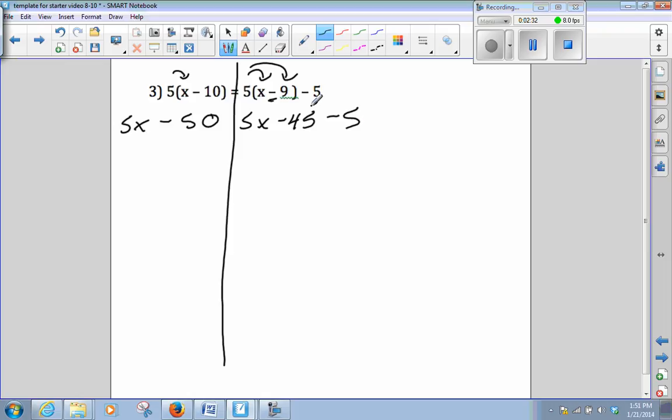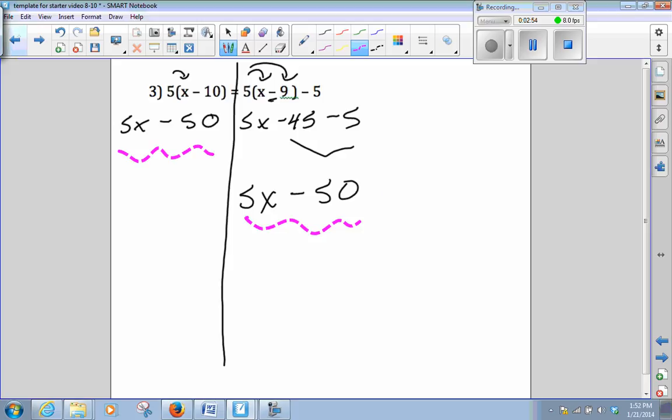The reason I couldn't add this negative 5 to this negative 9 before is because the 9 was trapped here in the parentheses with that x. But now that it's out of the parentheses, now I can combine a 45 and a 5 and get negative 50. So now I've got 5x minus 50 here. And then look, on the other side, I also have 5x minus 50.